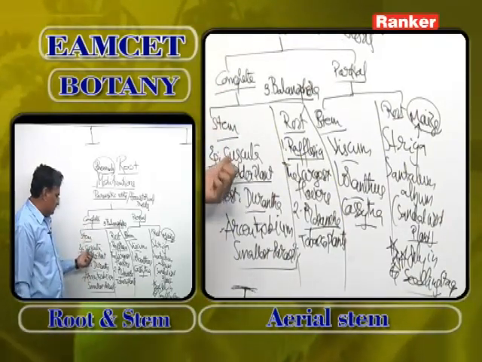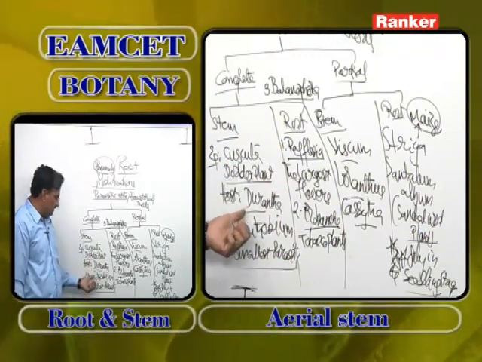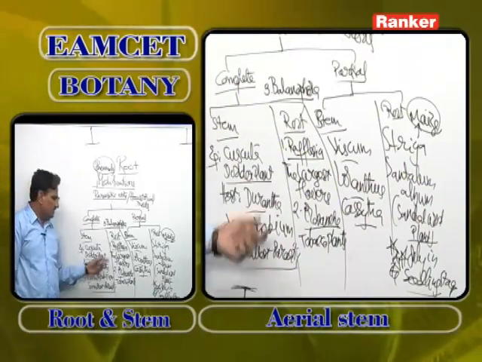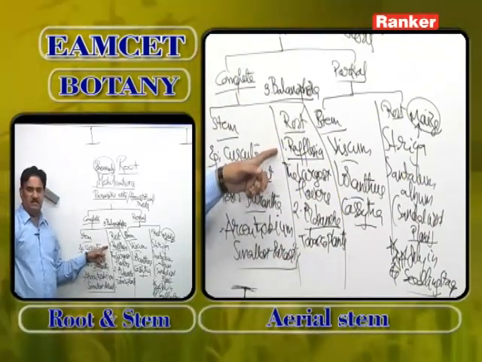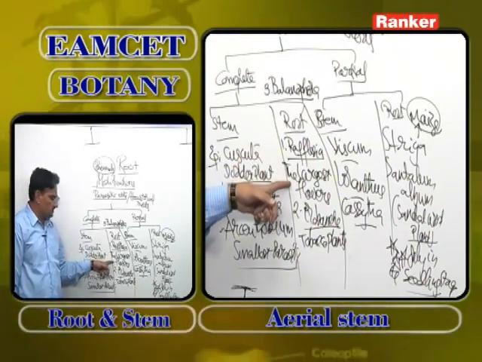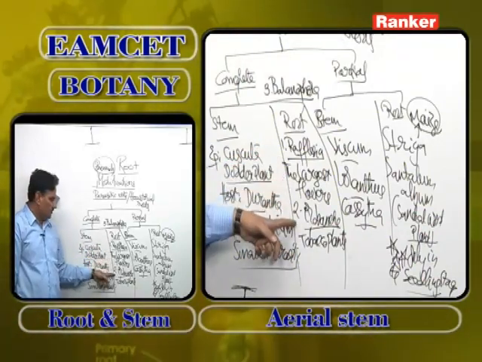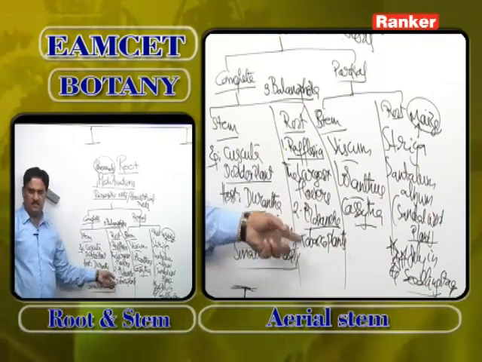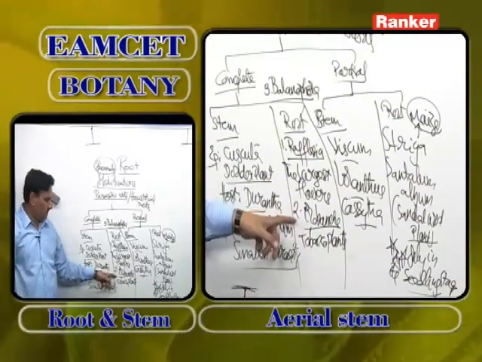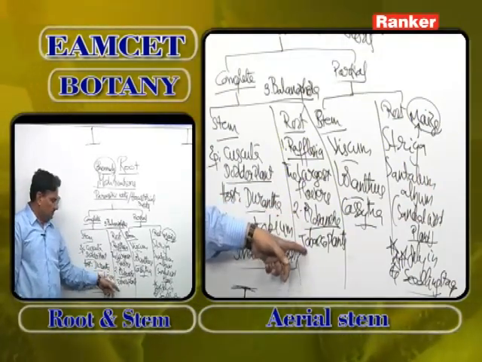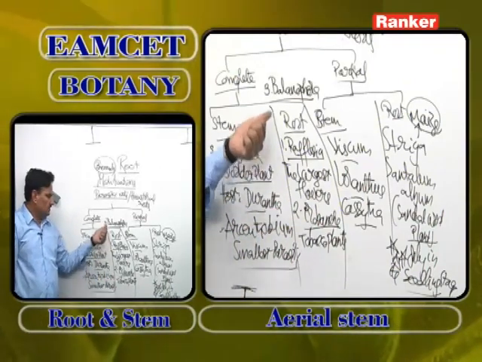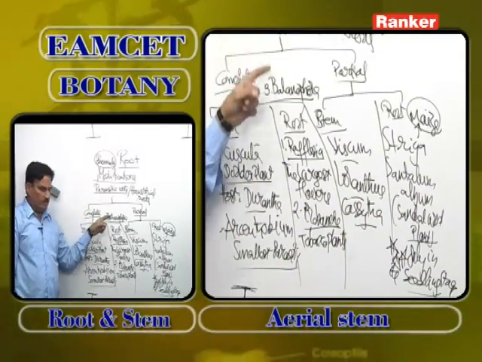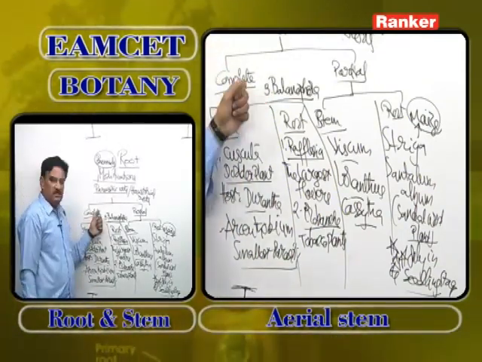Complete stem parasites: Cuscuta, dodder plant, whose host is Duranta, and a smallest parasitic plant called Arceuthobium. Then complete root parasites: Rafflesia, whose speciality is it has the largest flower of the plant kingdom. Orobanche is a plant which grows only on tobacco plants. In Telugu it is called Pogaku Malle, which grows on the roots of tobacco plants. There is a plant by name Balanophora, a complete root parasite which shows scale leaves.